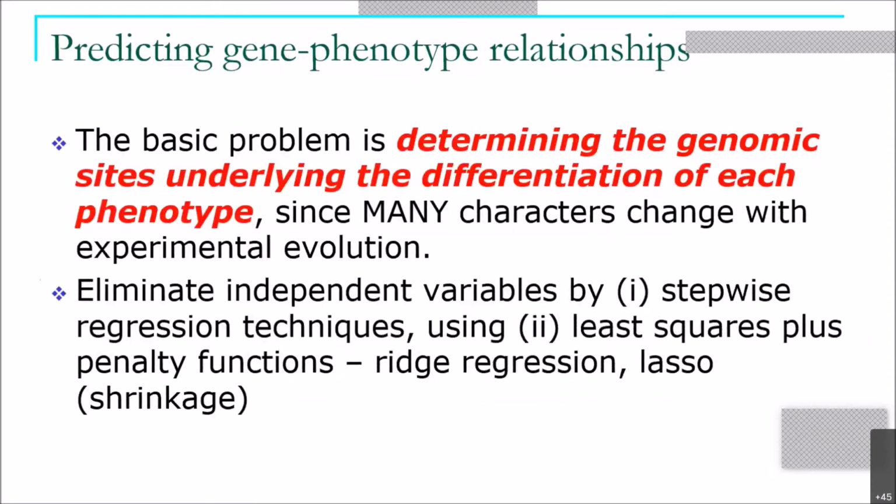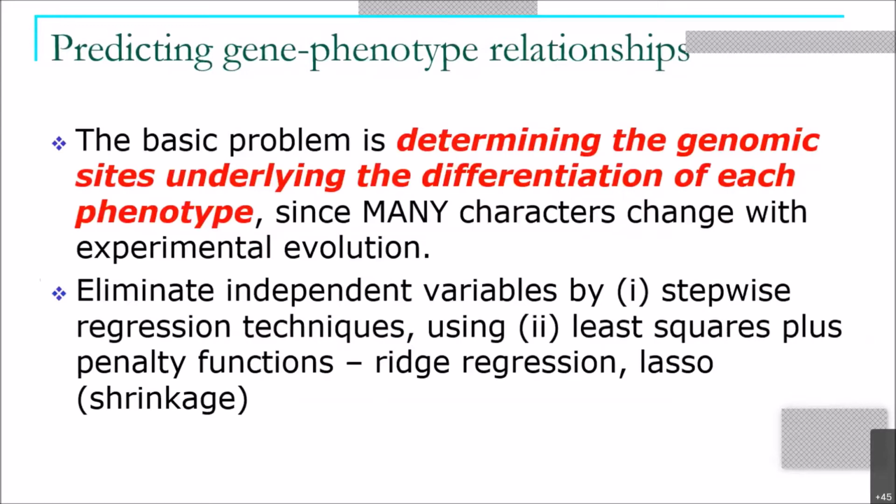Well, here we come to today's problem, which is understanding gene-phenotype relationships, what Lewontin defined as the G to P map. And this is the problem of determining the genomic sites underlying the differentiation of individual phenotypes. And this is an important problem for our field because it's impossible to change just one biological variable in the course of experimental evolution. Instead, our protocols characteristically change many characters over the course of experimental evolution of populations.